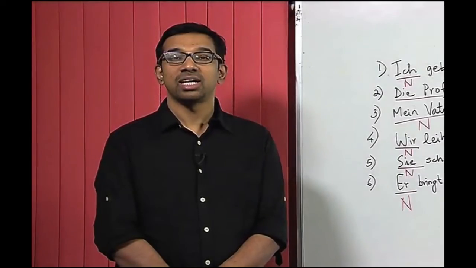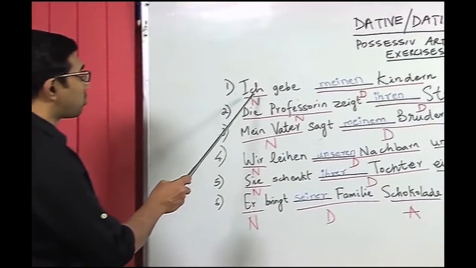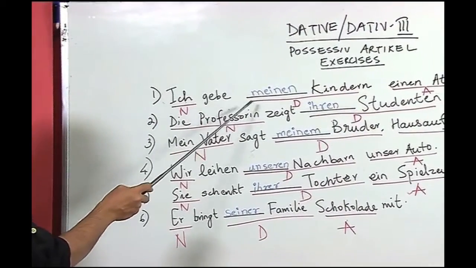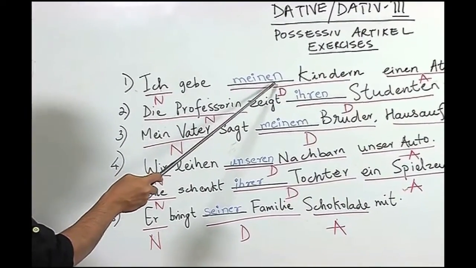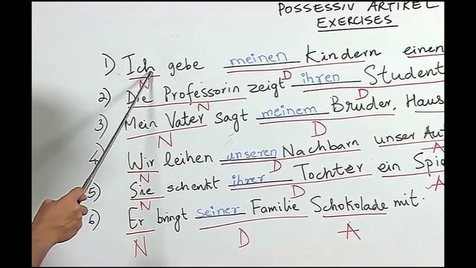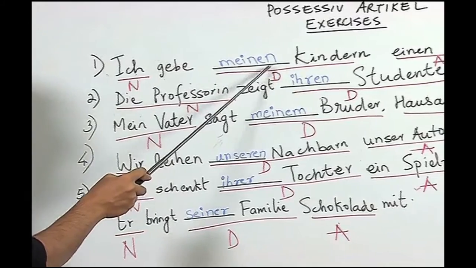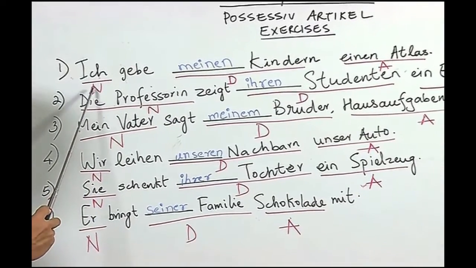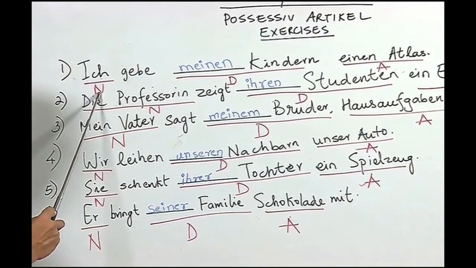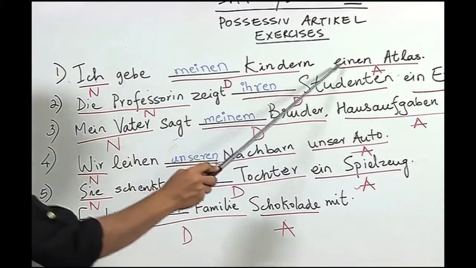Now let us look at the answers given by the students. Here, if you see, the first student wrote the correct possessive article meinen based on the pronoun ich, and it is the possessive article in plural. Also, the second student correctly marked the nominative here, which is ich, dative, which is meinen Kindern, and einen Atlas, which is the accusative.